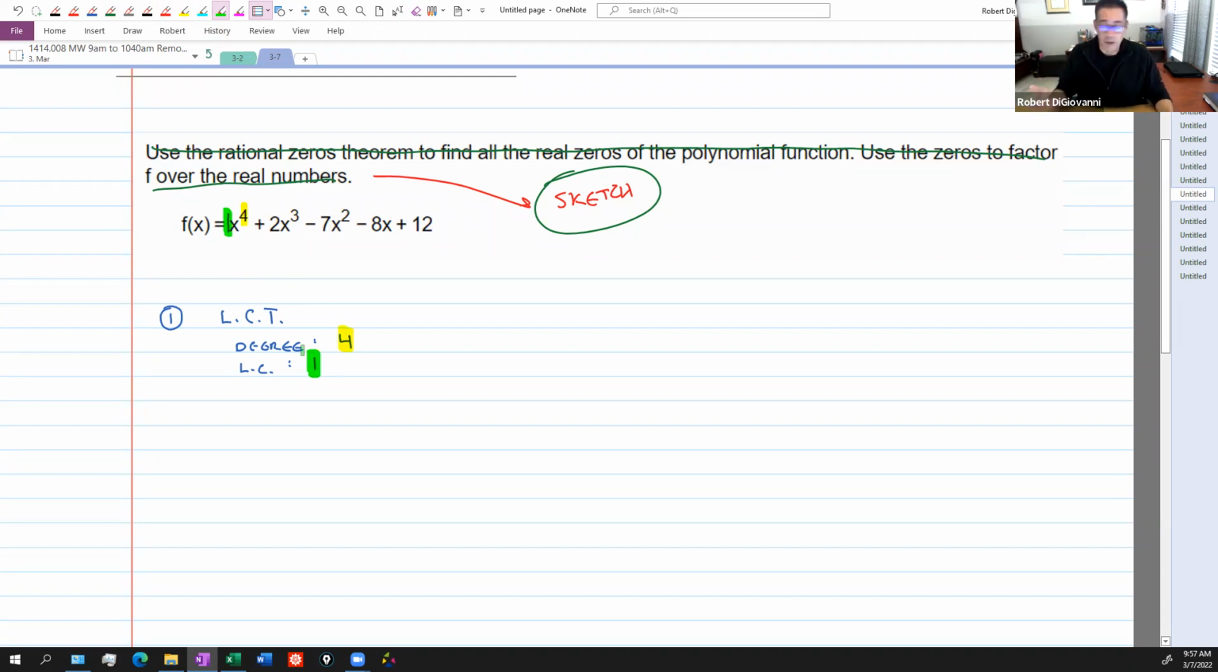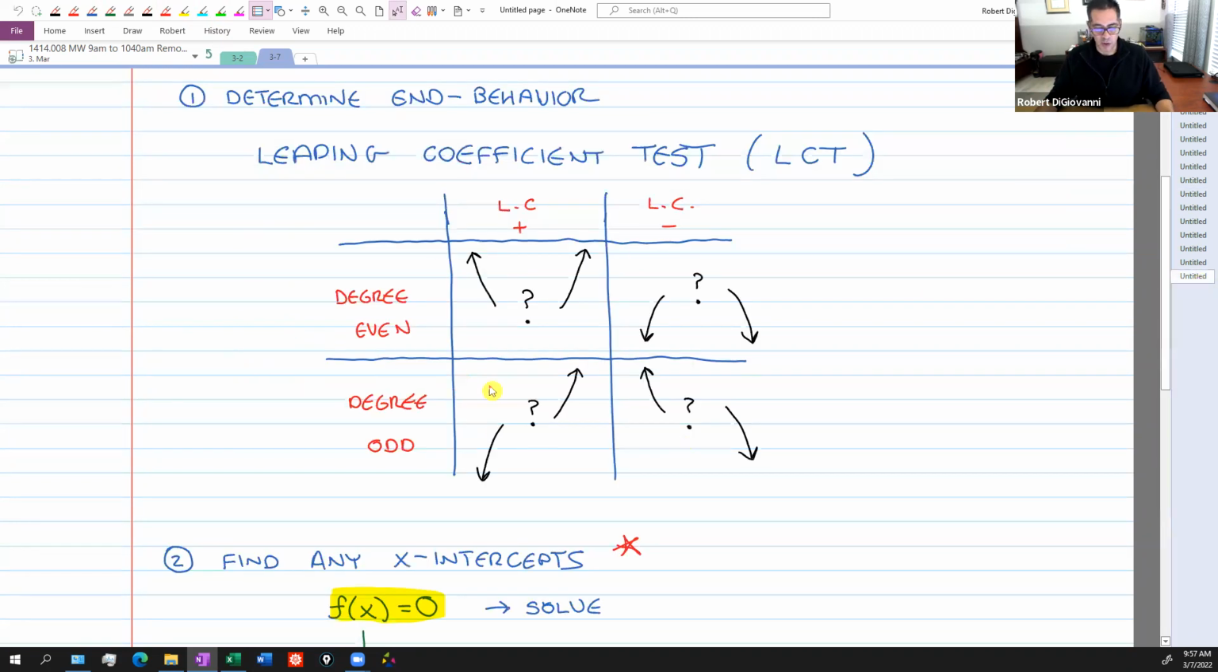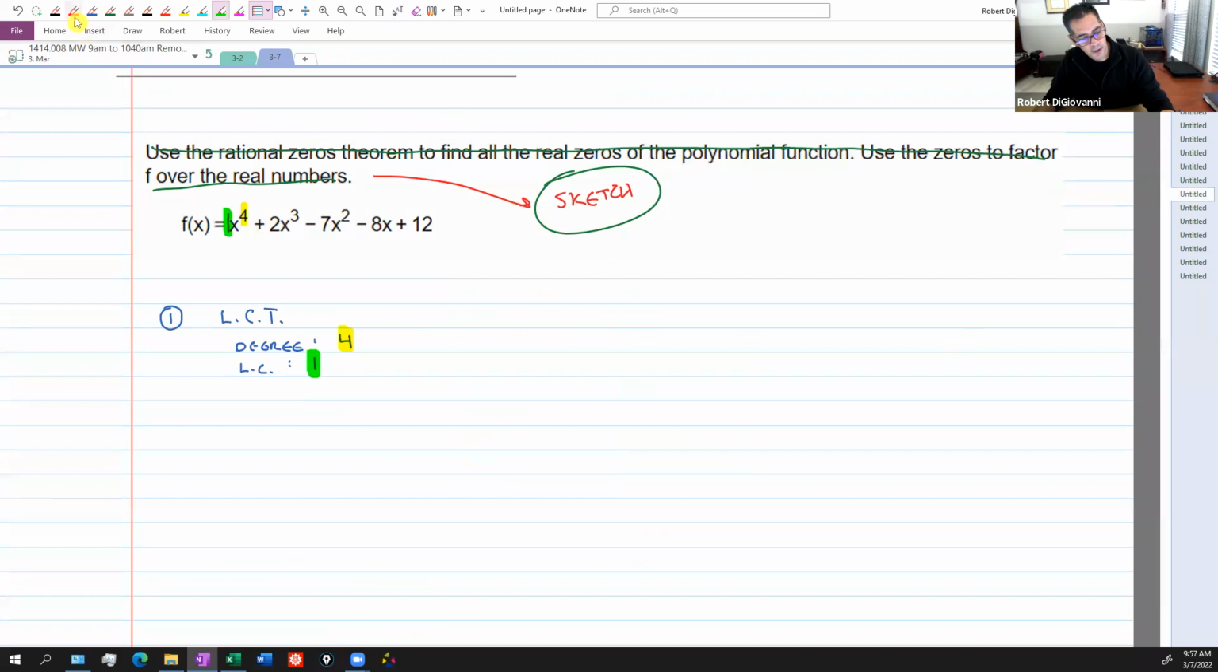The question is, what do we do with that, right? So that goes back to this table. And we say, okay, if the degree is even, we're going to look here. If the degree is odd, we're going to look here. So we have an even degree, right? The number 4. So it's going to be one of these two. Our leading coefficient was 1, which is positive, which means we're going to be looking at this situation right here. So I know that this is an even number, and I know that this is a positive leading coefficient. So I know the left side goes up and the right side goes up, and in the middle, I'm not sure what happens. That's the first step.